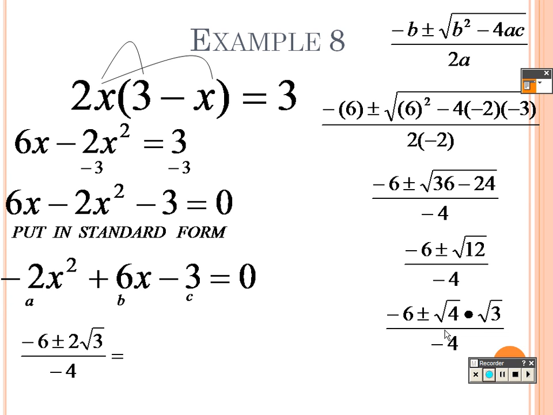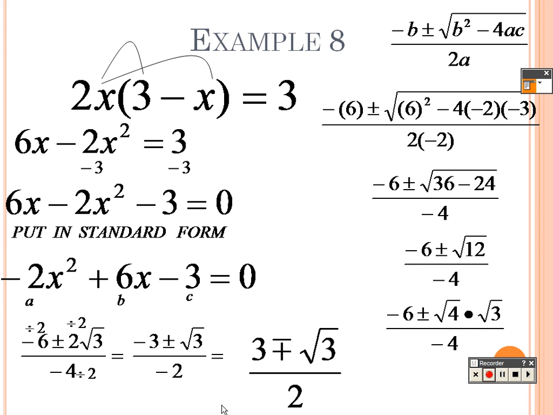Square root of 4 is 2. So I have negative 6 plus or minus 2 root 3 over negative 4. And now I can divide a 2 out of each of those. So when I divide a 2 out of each of those, I get a negative 3 plus or minus root 3 over negative 2. And because I have a negative on the top and the bottom, I just pulled that out.